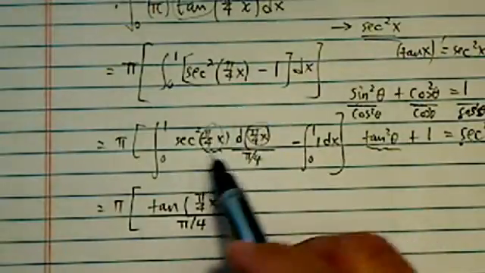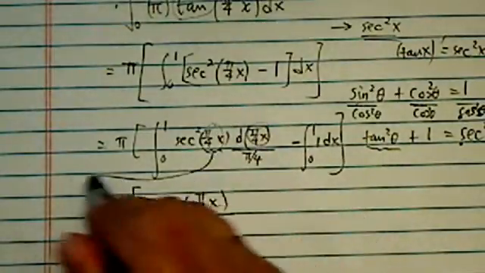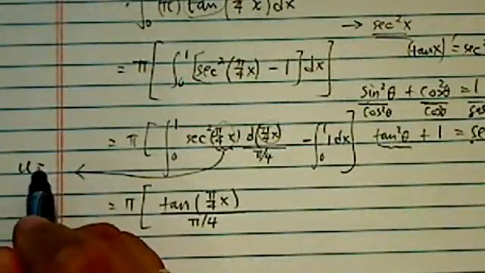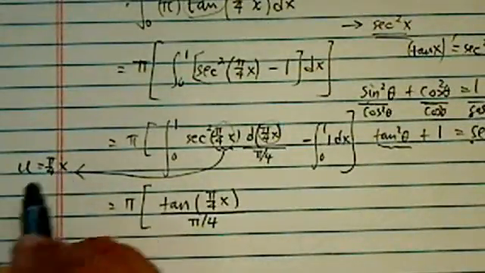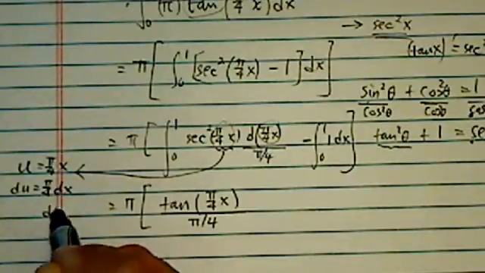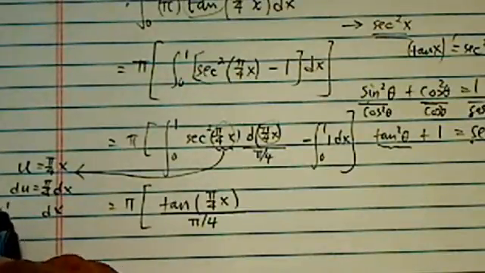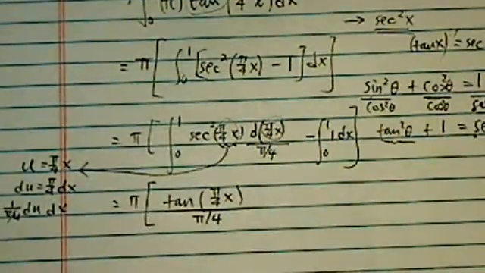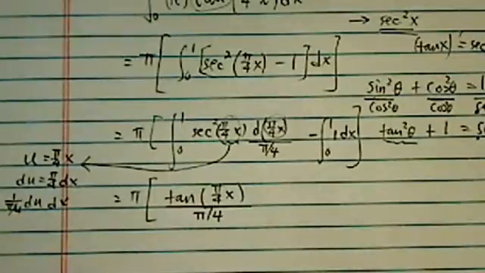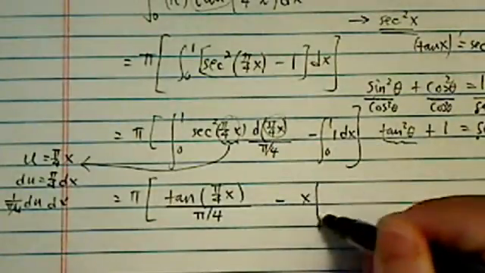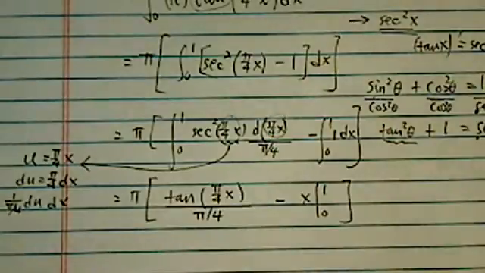Like I said, if this one is not clear, you can always use a different substitution. u is equal to pi over 4 x. You're going to have du equal to pi over 4 dx, and then dx is equal to 1 over pi over 4 du. Then you substitute back in there, and you will get exactly the same thing.